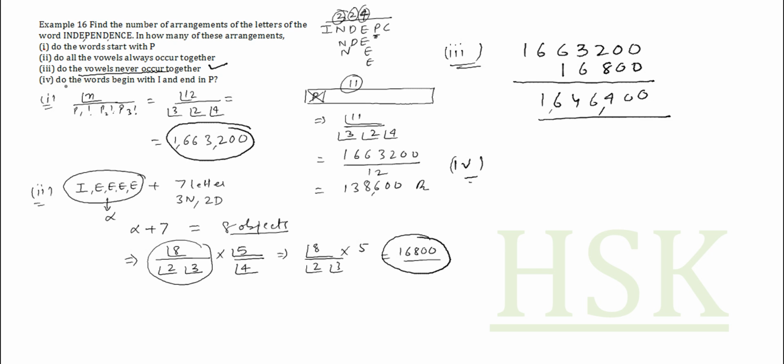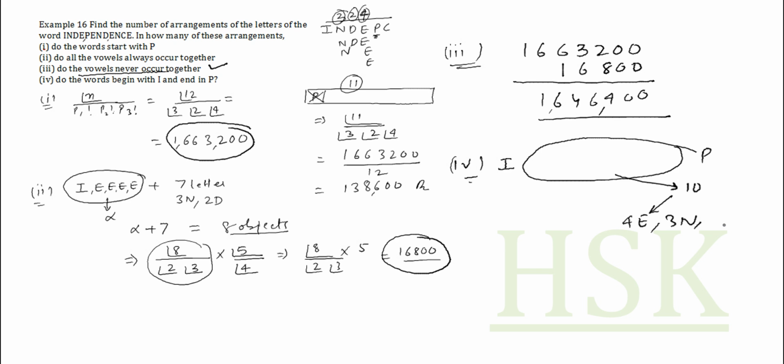And in the fourth part, what we have to do, in how many ways do the words begin with I and end with P? The word is going to begin with I and it is going to end with P. So in between there will be how many letters? There will be 10 letters. Okay. And these 10 letters are going to contain 4 E's, 3 N's, and 2 D's. So this will be equal to 10 factorial upon 4 factorial into 3 factorial into 2 factorial.